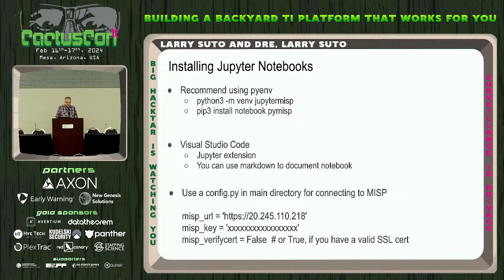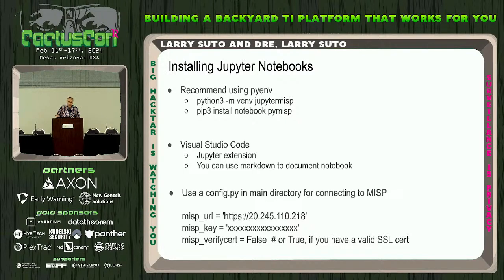There's a Jupyter extension in Visual Studio Code, which is actually quite nice, because it also integrates with Markdown, and you can document your research with Markdown in the Visual Studio Jupyter Notebook. Very nice. You can create a config.py, and in that config.py, you just put in your MISP URL and your MISP key, and then you can use that straight in the notebook code.